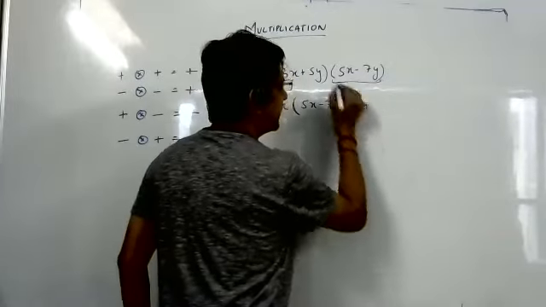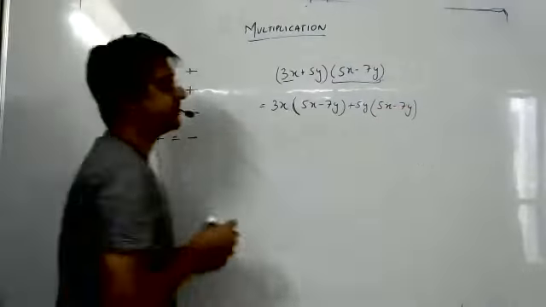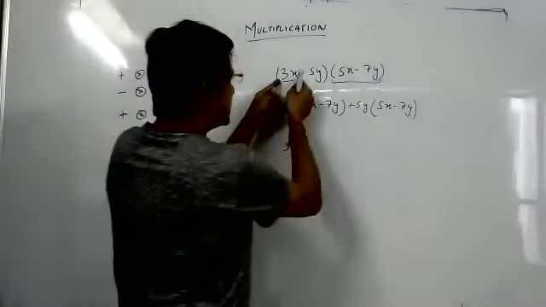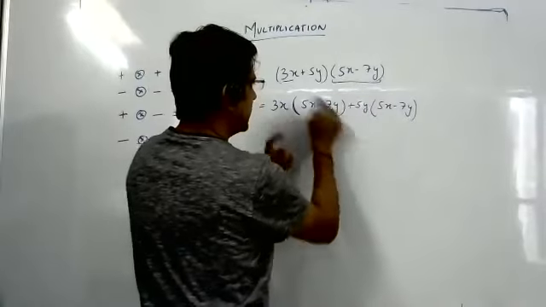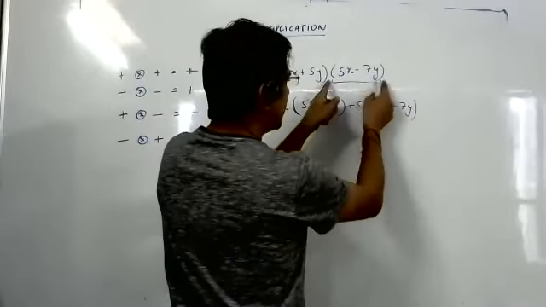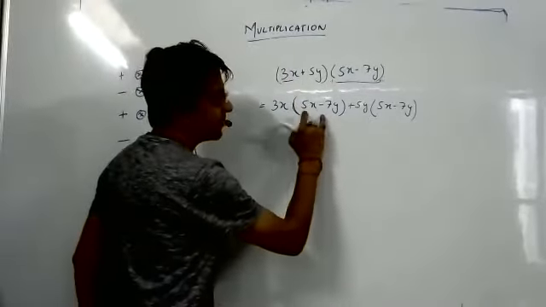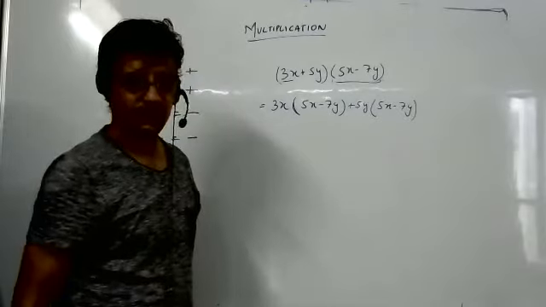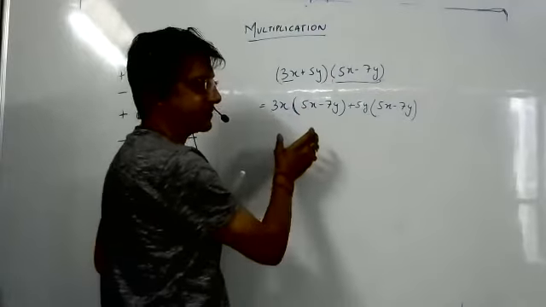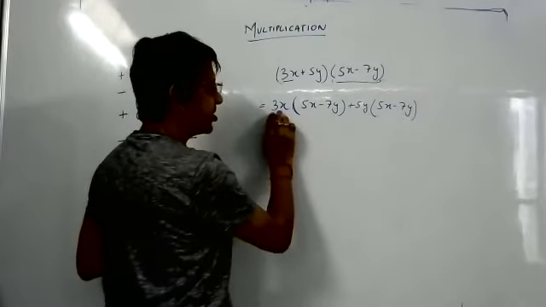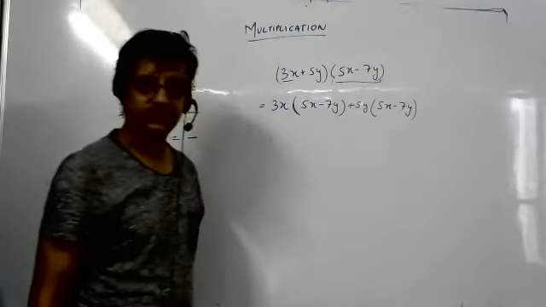Plus 5y, then this one. Is this step clear? I will repeat again. This into the full this. So I wrote 3x into the full. Then plus 5y into this one. Now what is this? Monomial into binomial. So now when you are opening the bracket, this is in the bracket and this is outside. When you open the bracket, you have to multiply these two, then these two. Is it clear?